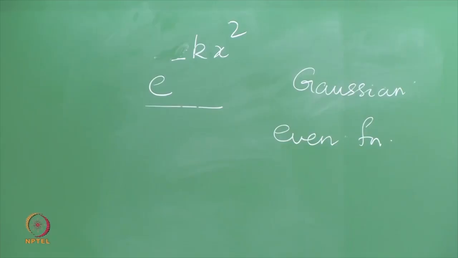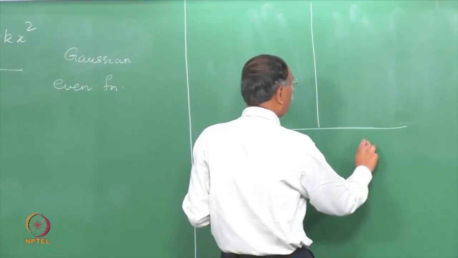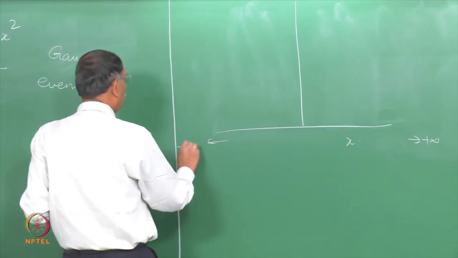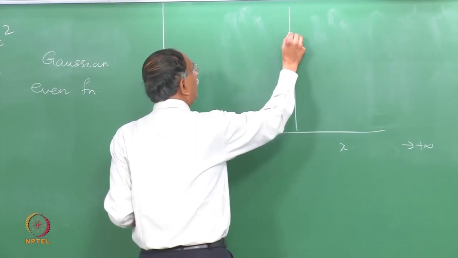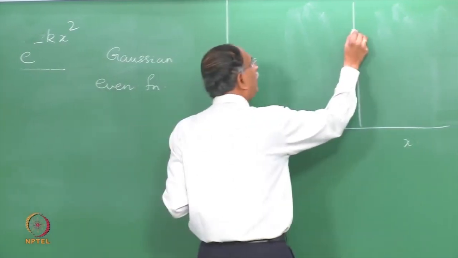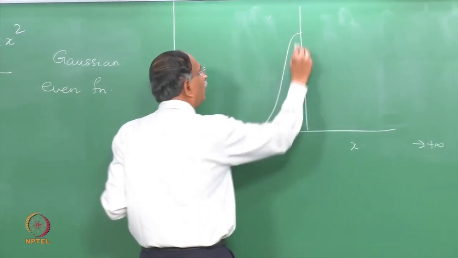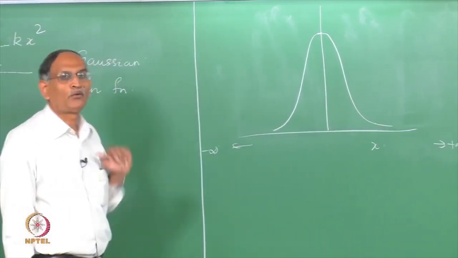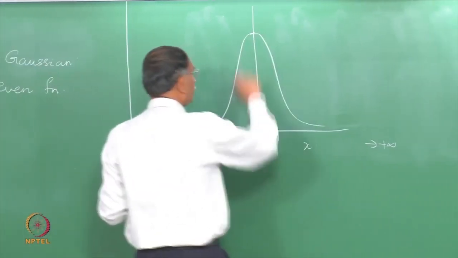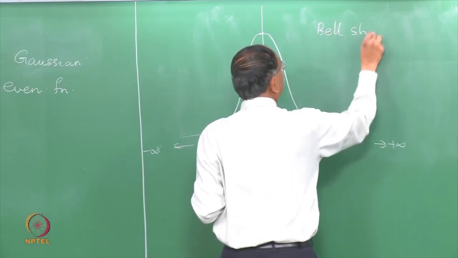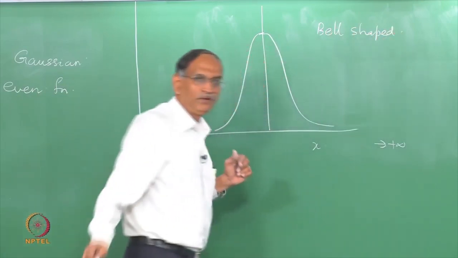Okay? And the shape of this function, when you plot it for x, this is plus infinity and this is minus infinity. If you do that, at x equal to 0, this whole thing is exponential 0, it is 1. And for all other values of x, positive and negative, it is symmetric about the line. And this is obviously bell-shaped. Even function. Okay.